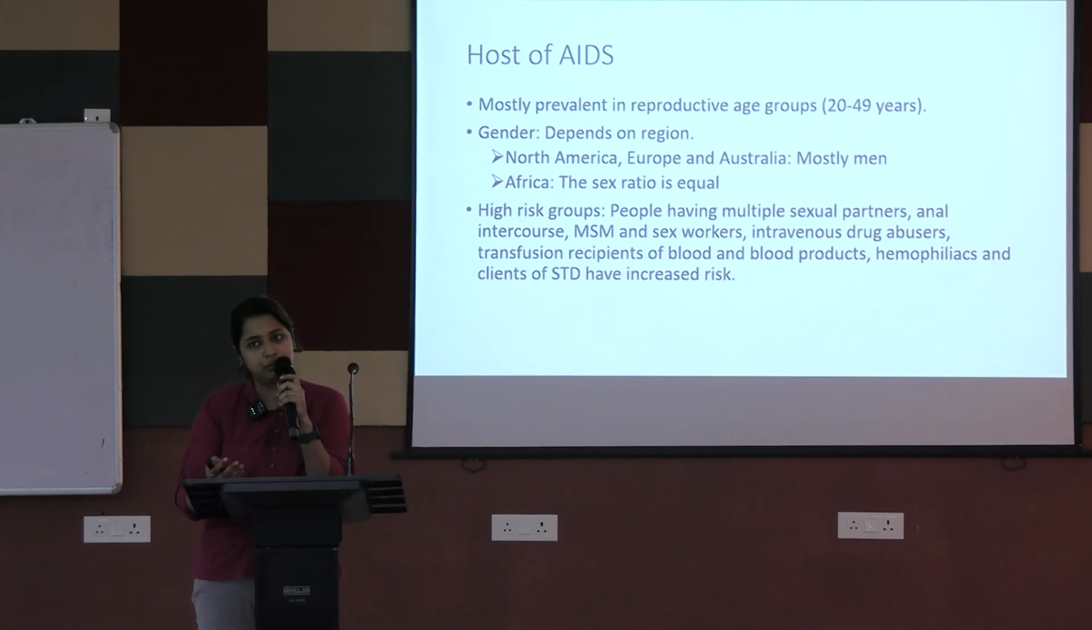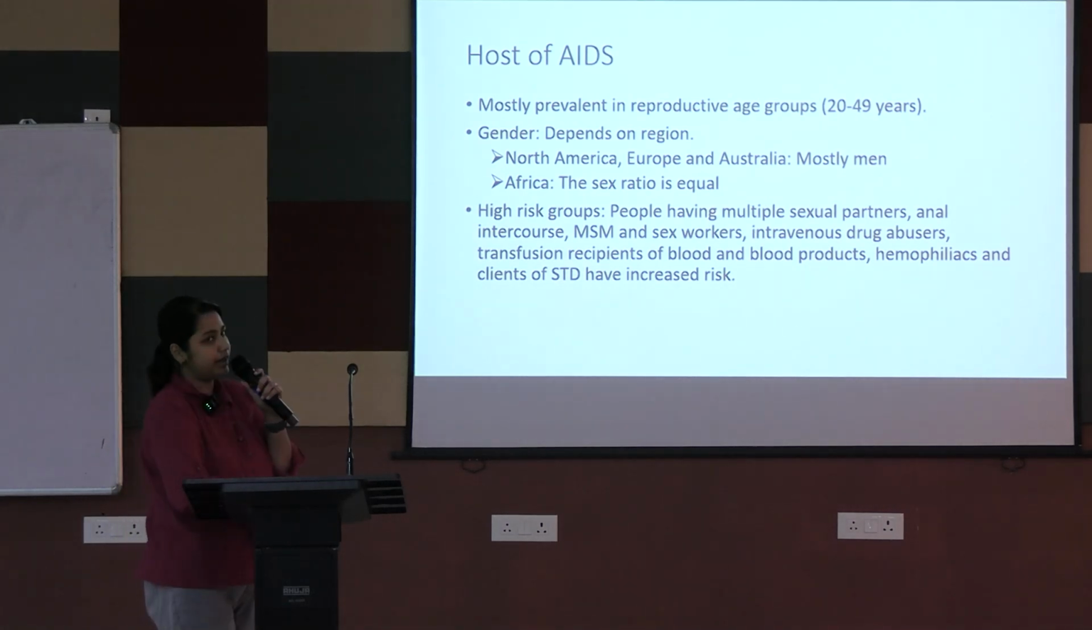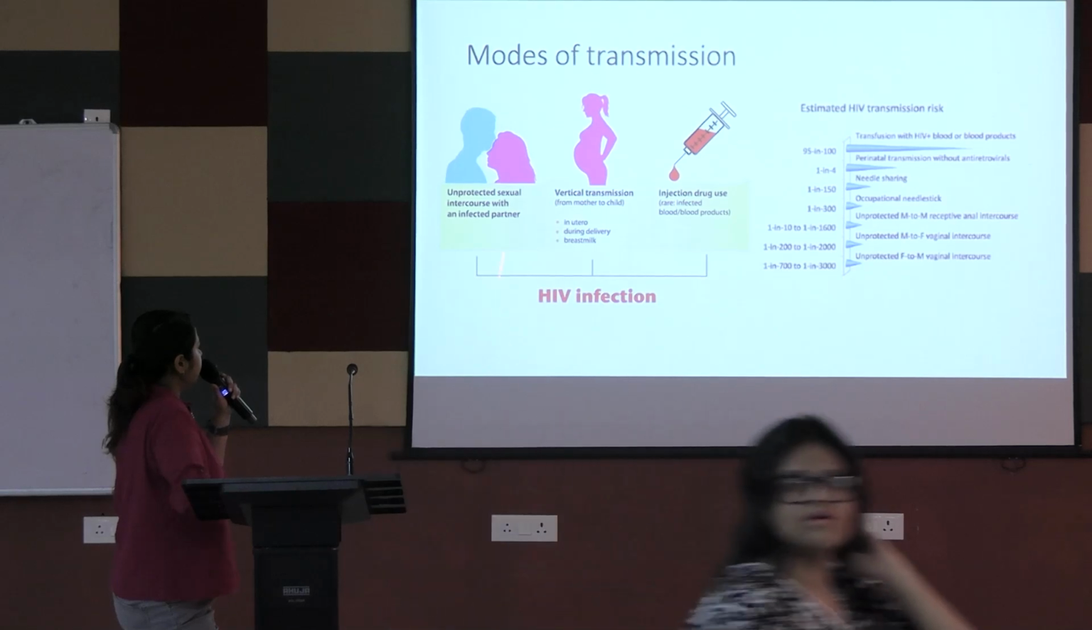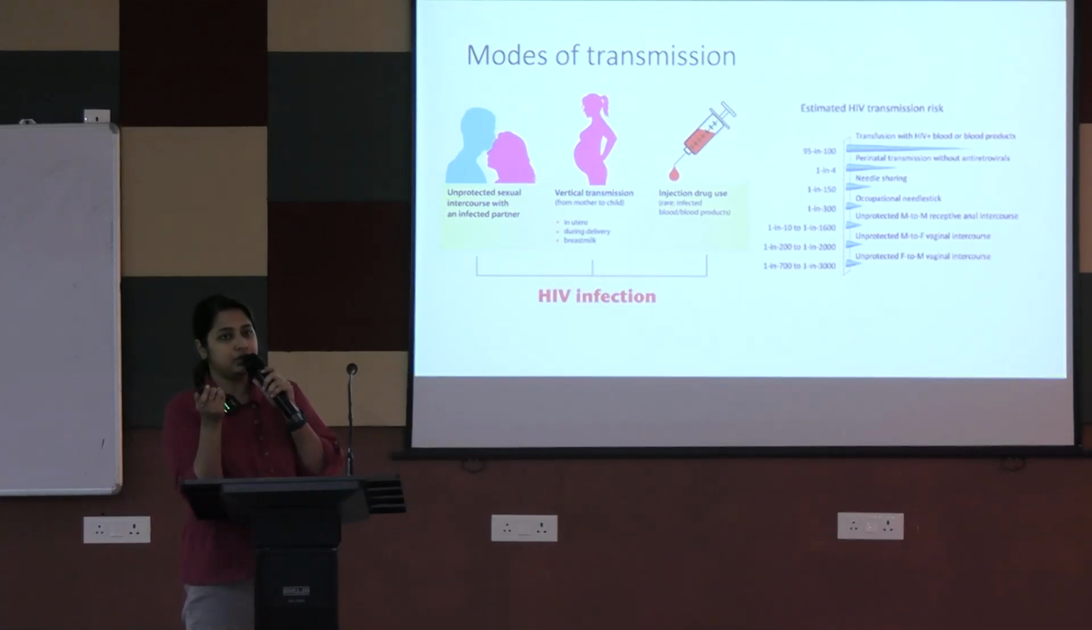But sometimes it can be missed and you can seldom find reports that during blood transfusion, the patient contracted HIV. Some reports are still there nowadays. So there is always a risk. And then hemophiliacs and clients of STD have increased risk of contracting HIV. So what are the modes of transmission of this AIDS or HIV?